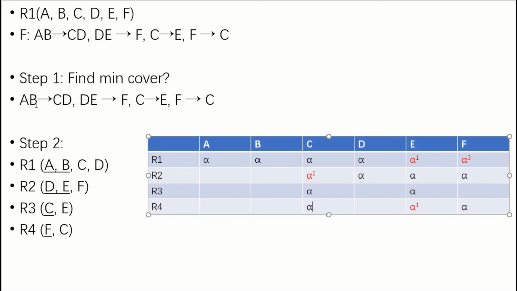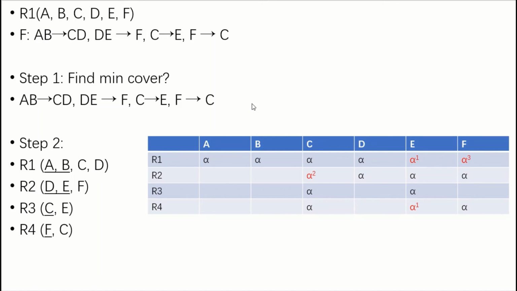I'll go through this one by one. AB implies CD. I can't fire this off. DE implies F. I can't do anything for now. C implies E. I actually can fill up this and this over here. I have 3 dependency variables, and 1 dependency variable over here, so yes, I will be able to fill up this and this. F implies C. I have 2 dependency variables here, 3 over here. I'll be able to fill up alpha 2 over here. So this is one iteration.